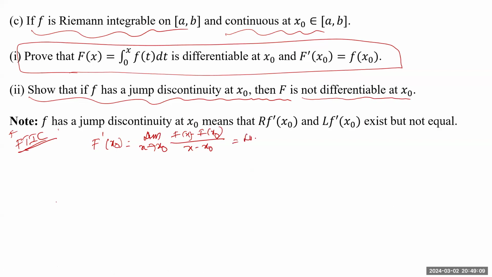That is equal to the limit as x tends to x naught of integral x naught to x f of t dt, which I can write that way. That is equal to what we proved, that is equal to f of x naught, right? So this is what we proved in the first fundamental theorem of integral calculus. So I can write this in the form of h tends to 0: F dash of x naught is equal to the limit as h tends to 0.